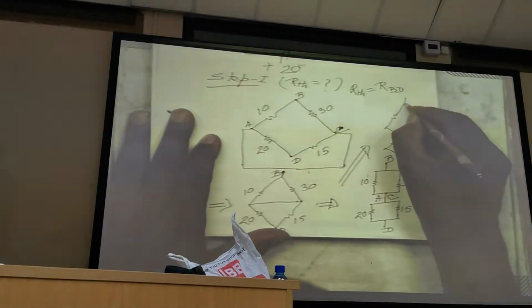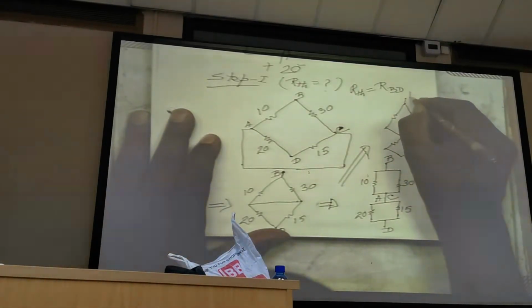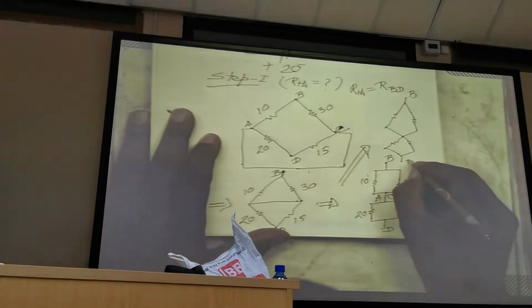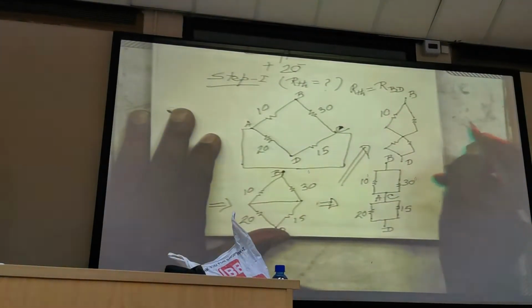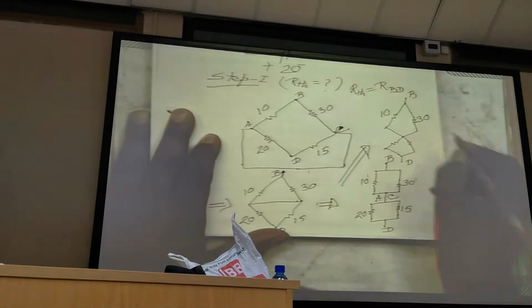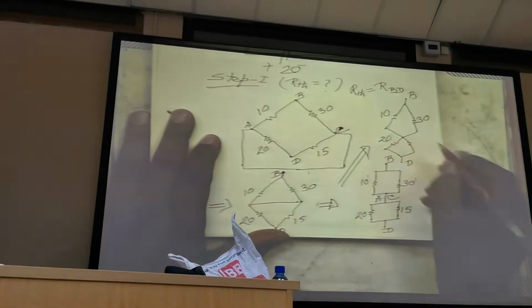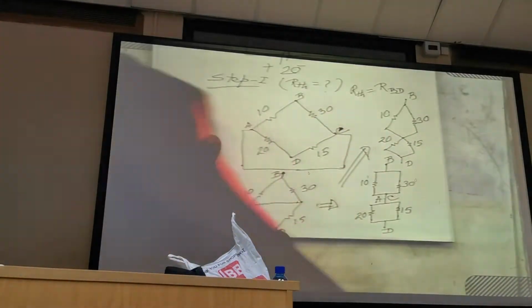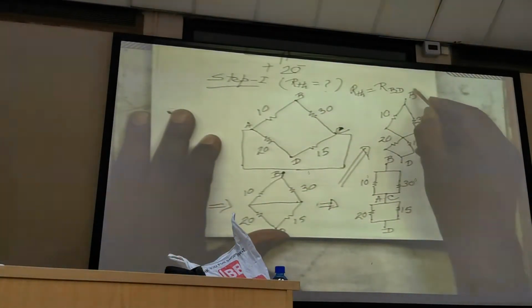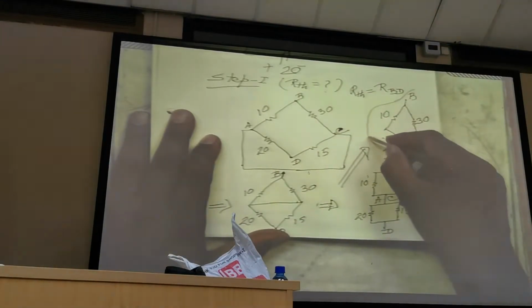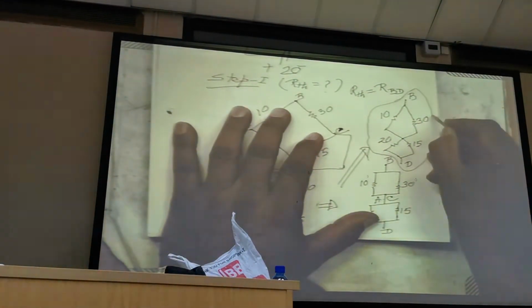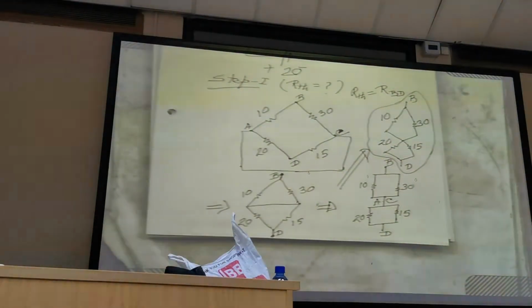So then, this one is B, this one is D. So this is 10, this is 30, this is 20, and this is 15. Does it make any sense? So instead of doing that, we could have probably done this way.